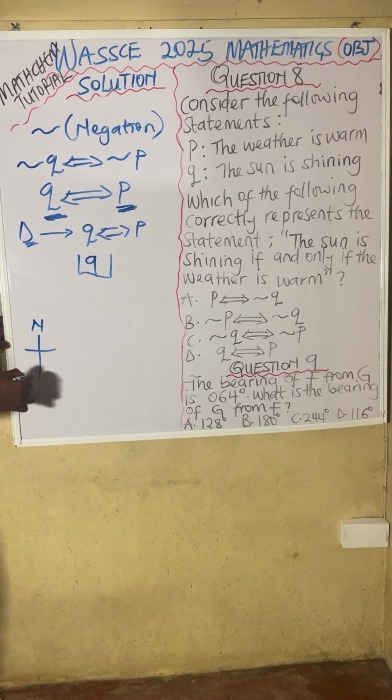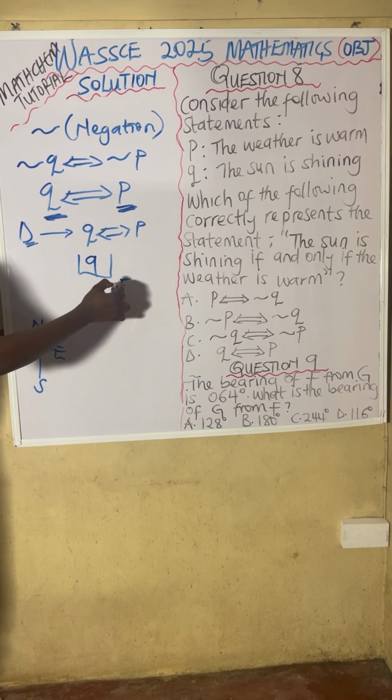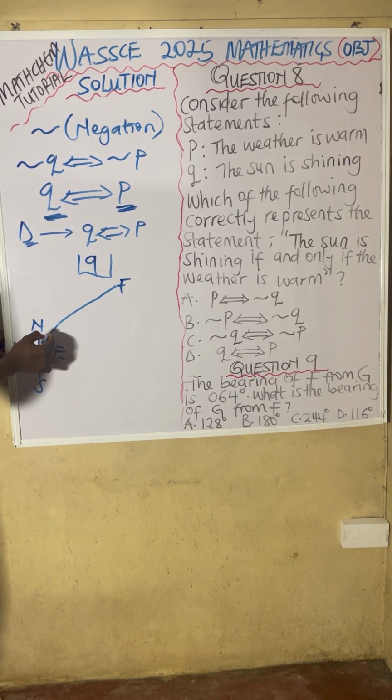Remember in bearing we have north, south, west, east. Hope you get that now. All right. So then I've said the bearing of F from G. So the bearing of F, let's say F is here. Then from where? From G. Okay, let's say this is G.